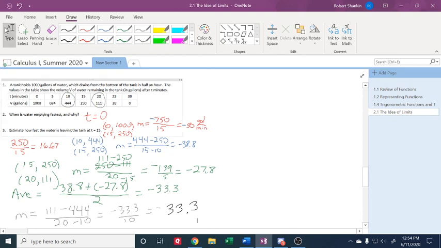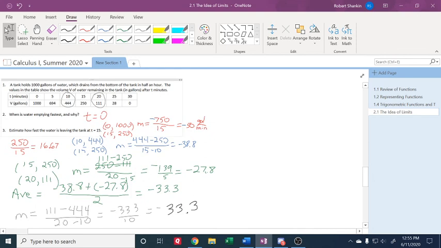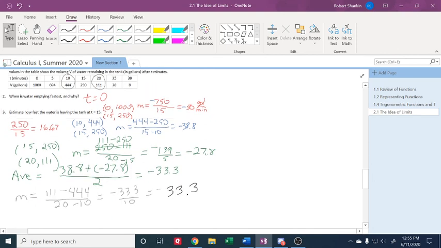If you take the slopes between these two points and average them, and then the slopes between these two points, and then average both, you'll get the same answer as if you just skip that middle point altogether. It turns out that 250 gallons at 15 minutes is irrelevant. We don't need to know that number to get the instantaneous slope around that.